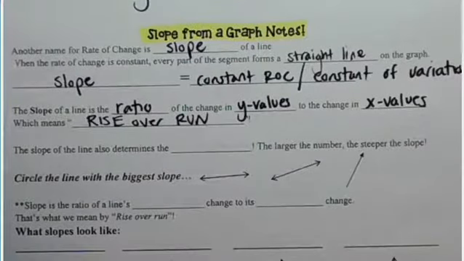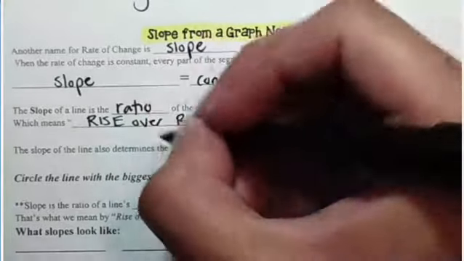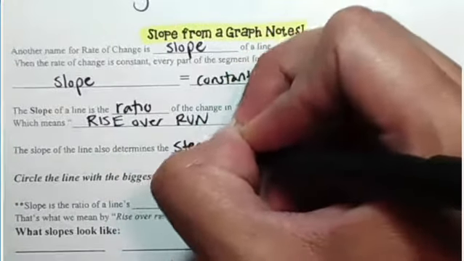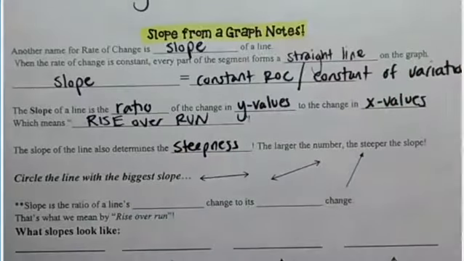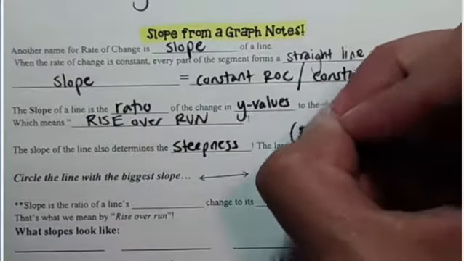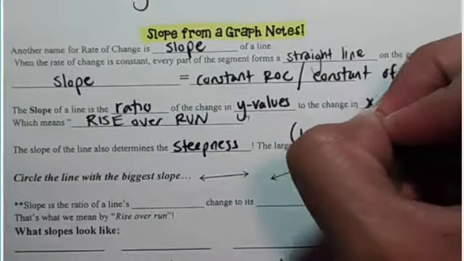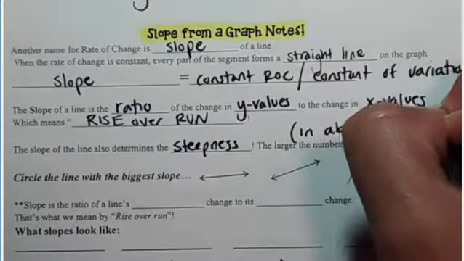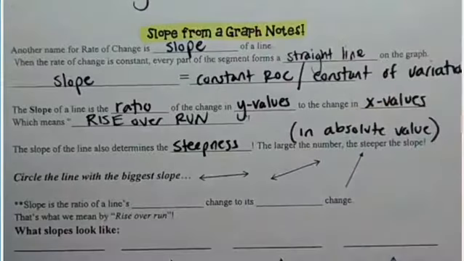Now the slope of the line also determines how steep it is, so it determines the steepness. Okay, the larger the number, the steeper the slope will be. Now I want you to add something. I want you to add an absolute value. It does not matter if it's a -5 or a +5. Okay, the negative aspect doesn't matter. It's still a very steep line.